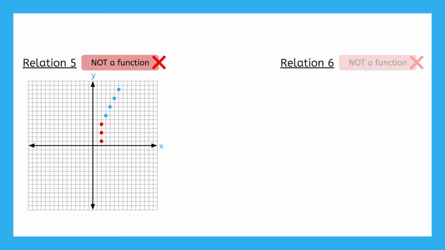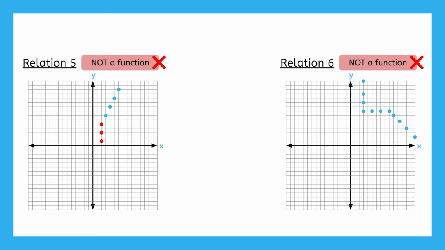Relation 6 is also not a function. I'd like you to pause the video here and take a look at relation 6 and see if you can analyze why this relation is also not a function. Well, similar to the graph of relation 5 on the left, relation 6 also has one input that corresponds to more than one output. Can you see where that's happening?